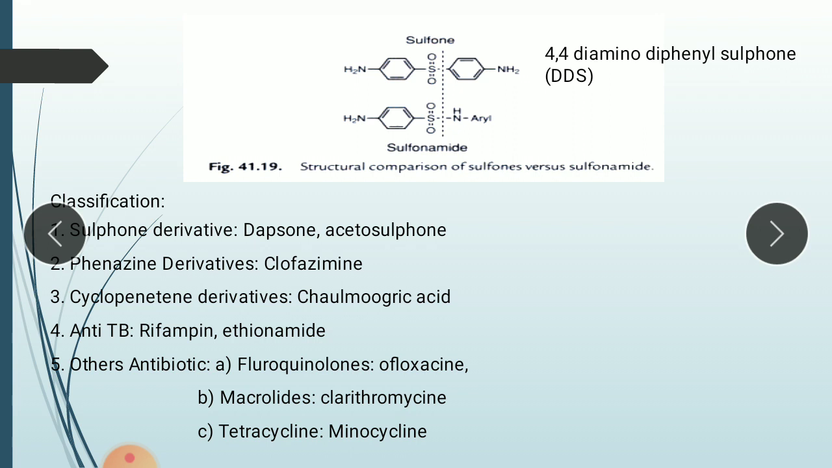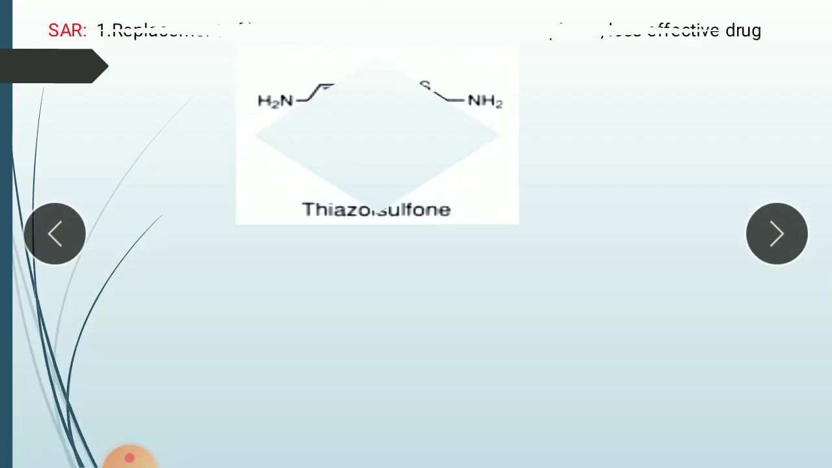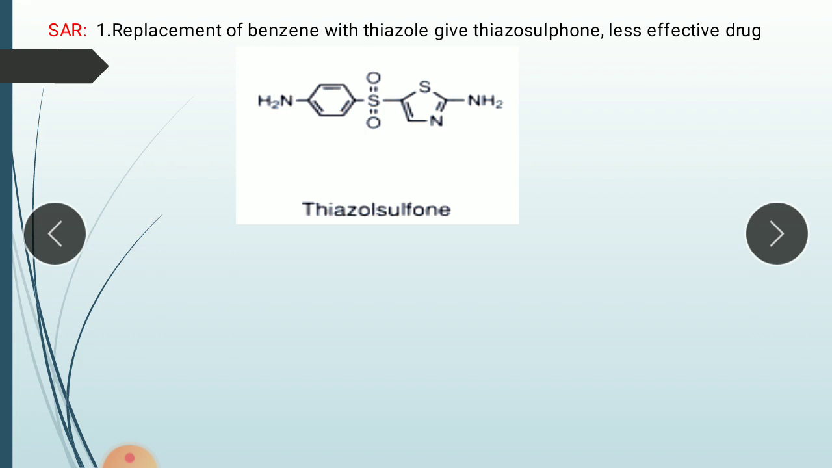Now see the first drug, that is dapsone. It is also called DDS or 4,4-diamino diphenyl sulfone. So it contains 2 aromatic rings. In the SAR of dapsone, the first point is replacement of the benzene ring with a thiazole ring. It gives thiazolsulfone. So here the benzene ring is replaced by the thiazole ring to give a new drug, thiazolsulfone. This drug is less effective than dapsone.